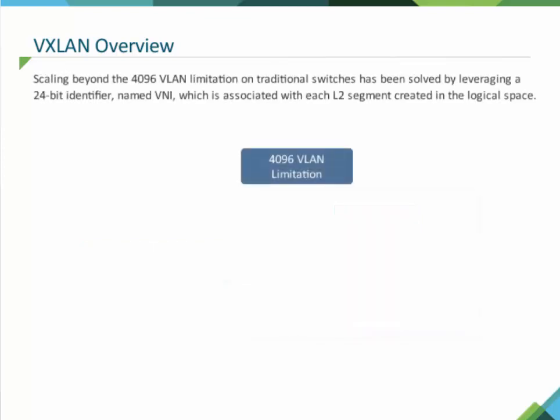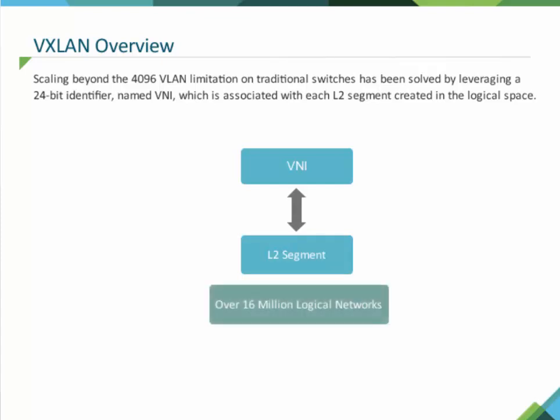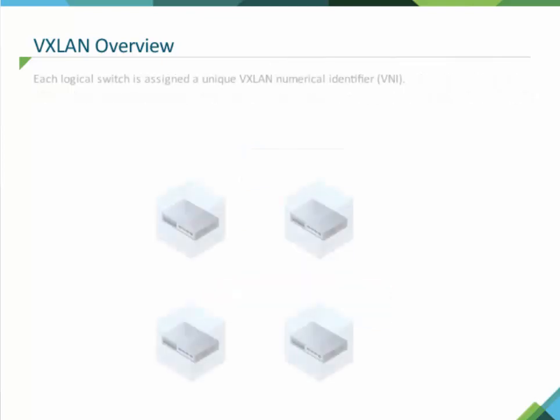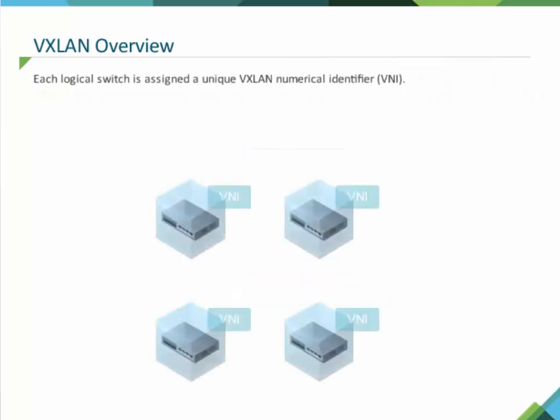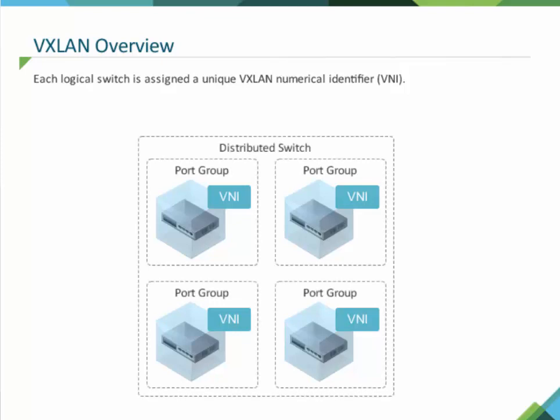Scaling beyond the 4,096 VLAN limitation on traditional switches has been solved by leveraging a 24-bit identifier, named VXLAN Network Identifier, or VNI, which is associated with each L2 segment created in logical space. The 24-bit VXLAN Network ID field allows for over 16 million logical networks. Each logical switch is assigned a unique VXLAN numerical identifier, or VNI. Each logical switch is created as a port group on the distributed switch. Logical switches can extend across multiple distributed switches.